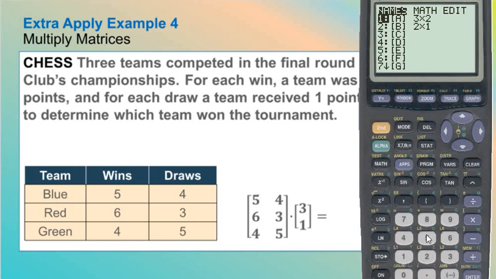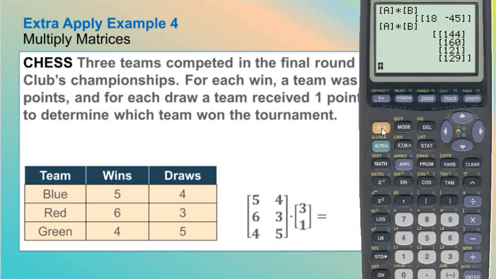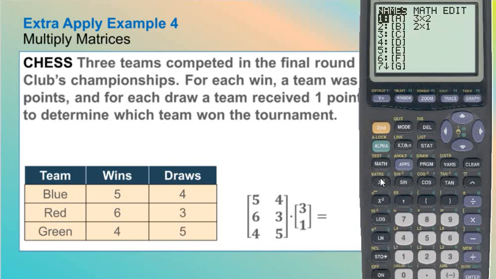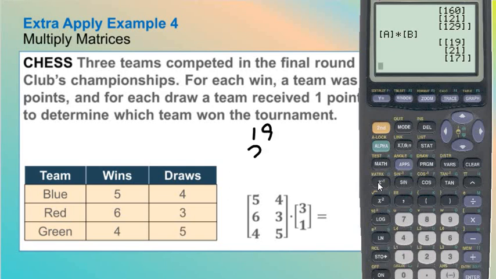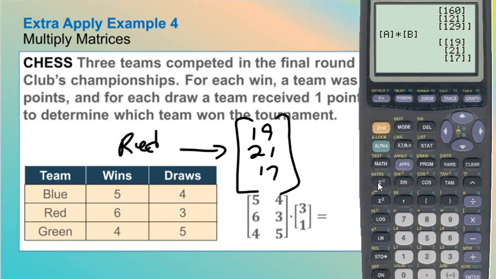Second matrix, we have 1. Actually, I gotta clear this. Gotta get out of there. So then second matrix, 1 times second matrix, number 2. Our answer would be 19, 21, 17. So that means red team would have won the tournament.